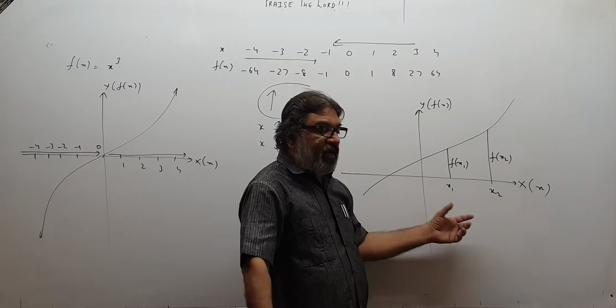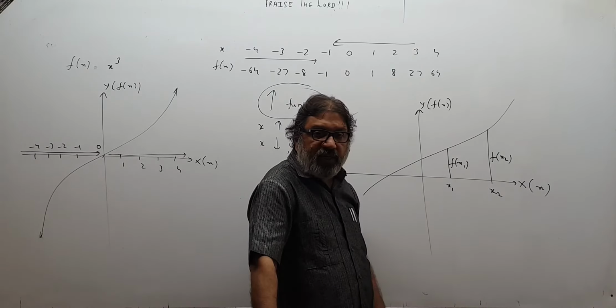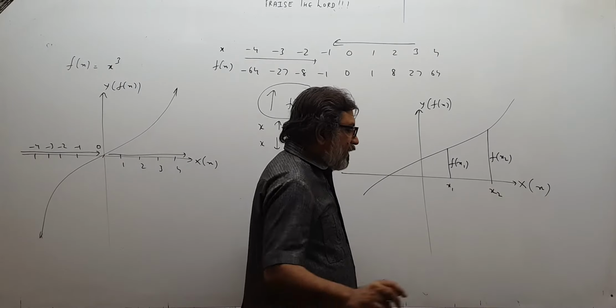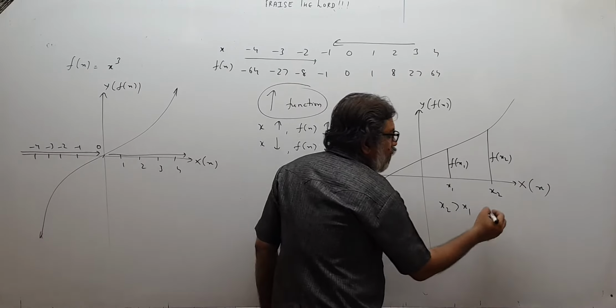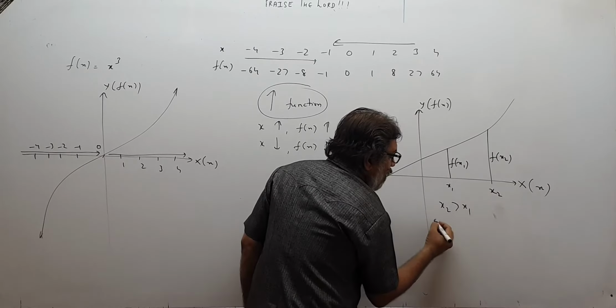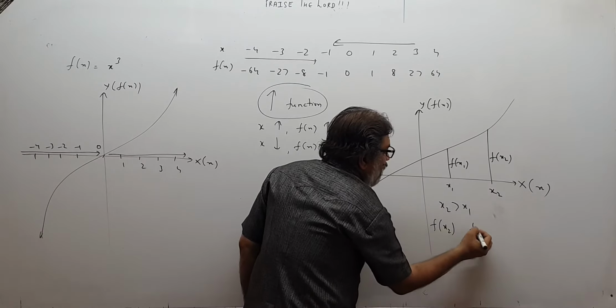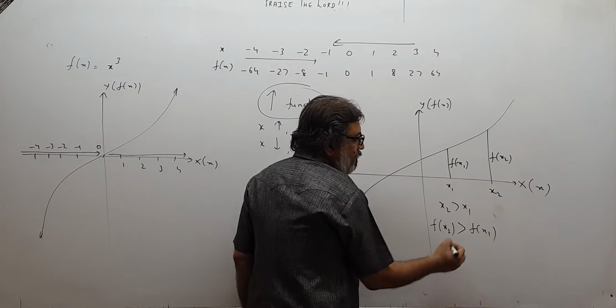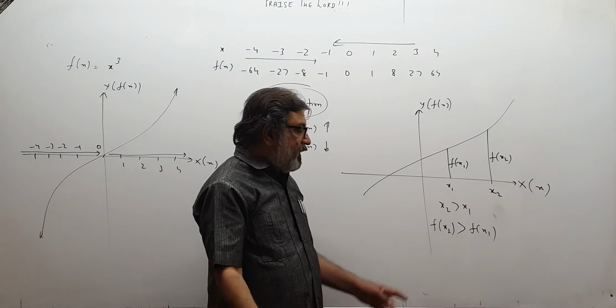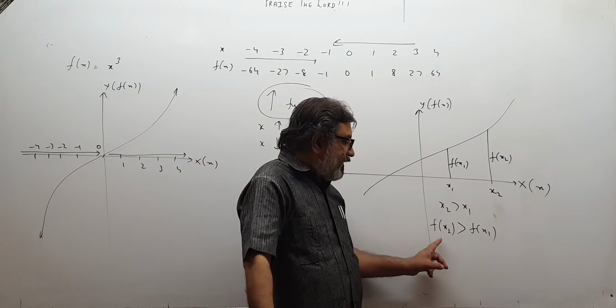Now I know a number line, this is more and this is less. That is very clear to me. So I know that x2 is more than x1. What do you think for f(x2) and f(x1)? Who is bigger? Who is more? f(x2). That means x2 more than x1 means f(x2) more than f(x1).